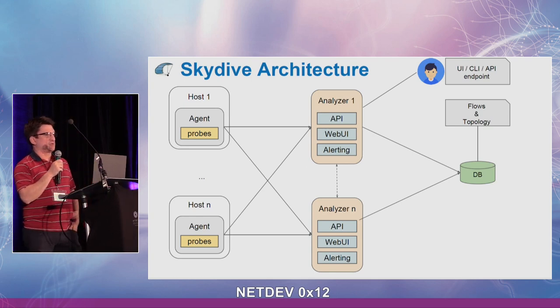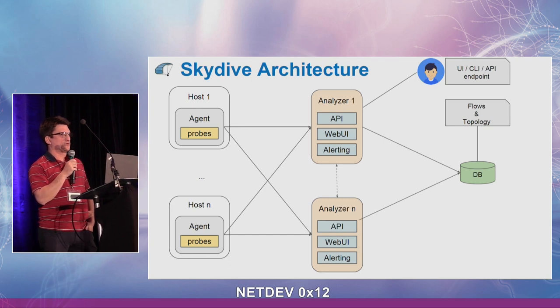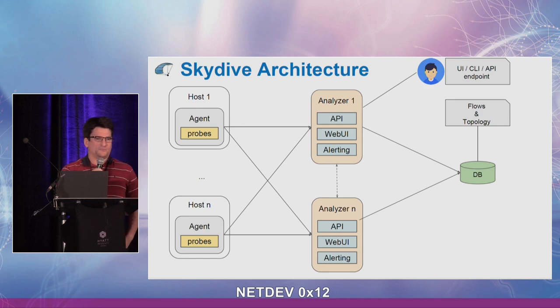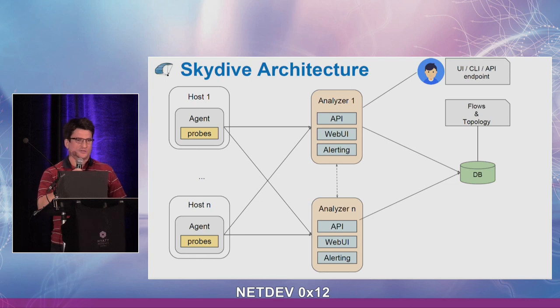So basically, that's the Skydive architecture. Each host runs a Skydive agent with some probes. It could be topology probes or flow probes. Topology probes could be Neutron, Docker, or Kubernetes. For flow probes, you have multiple captures that we'll talk about after. All the information is sent to the analyzers. We have multiple for redundancy. And we can save all the flows and the topology in the database as well. Obviously, there is the CLI and the UI for all the users.